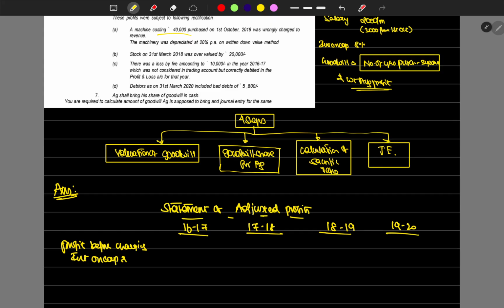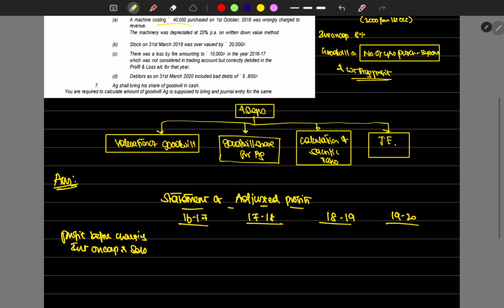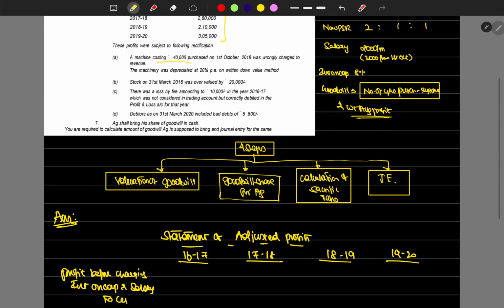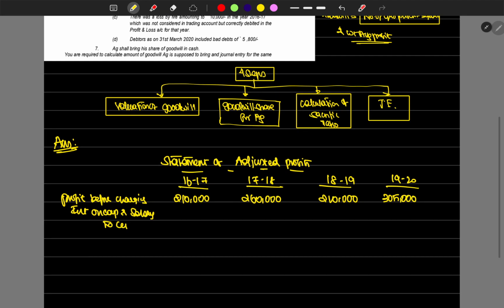Interest on capital and salary to CU. What's the profit for all the years? 210, 260, 210, 305, so 3,05,000.